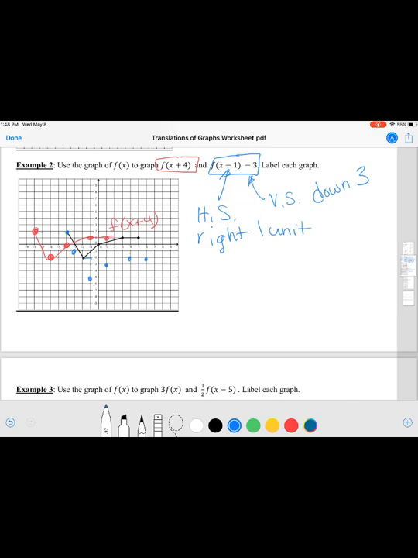So here is my new function, f of x minus 1 minus 3. I moved all those points to the right one and then down 3.